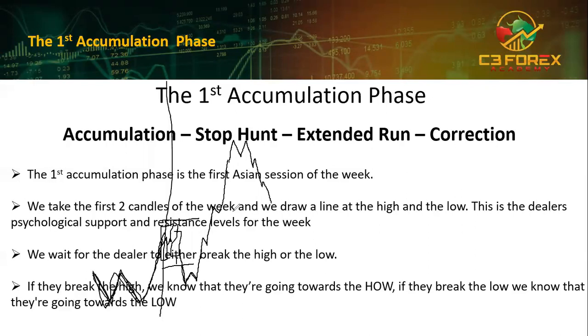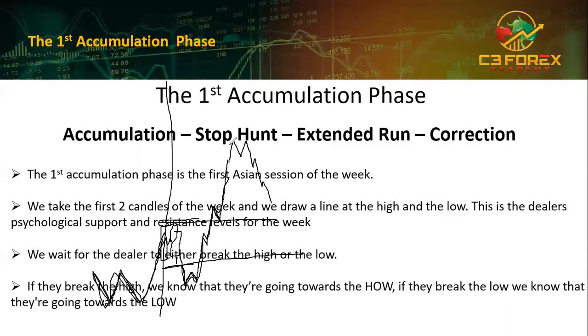All right. So when you have your psychological support and resistance levels drawn, what you will see price do, they'll break this, which would be your stop hunt low, and rise in your weekly cycle. Once they break the top or the high of the first accumulation phase, you'll see the dealer come back down and retest the high of the first accumulation phase, or your psychological support resistance, before they get out of there.